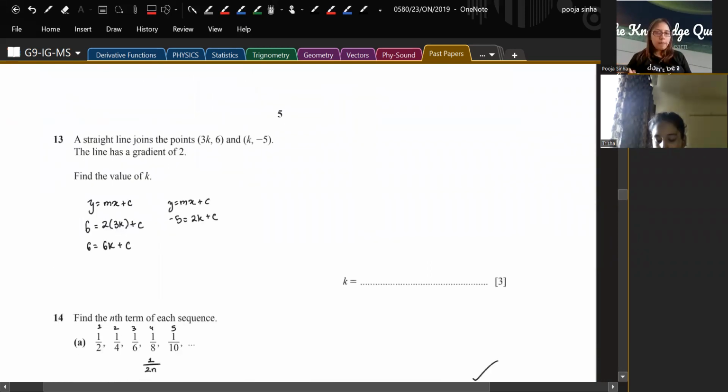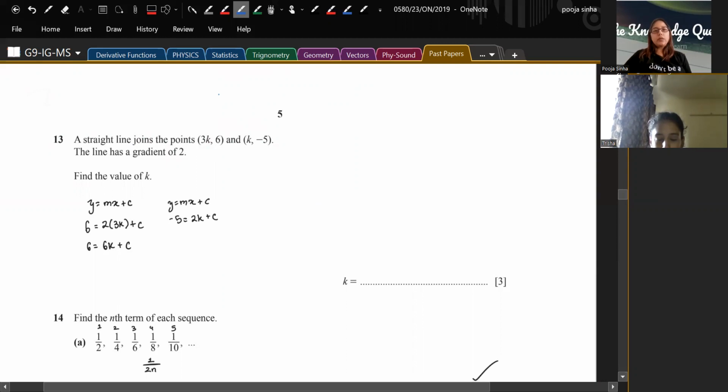What happened here? This is question number 13. A straight line joins the points 3k and 6, and k and minus 5. The line has a gradient of 2. Find the value. I've done this. I got it correct. So you've not written the answer here, so I thought you've not ticked it also. What's your answer? Oh, wait, no, that's the 12th one. Wait, there's something wrong with my document. No, I don't think I got this one. Okay.